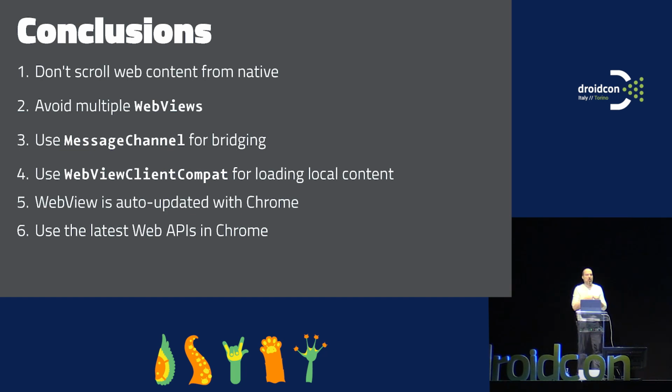Remember, the web view is auto-updated. So when Chrome is updated, the web view component in the phone is also updated. This is true from Android 5, Lollipop. Before that, I think you're out of luck. But this is also why you want to use the compat library, because then you can do graceful fallback and stuff like that. So if you can, use the latest web APIs in Chrome.